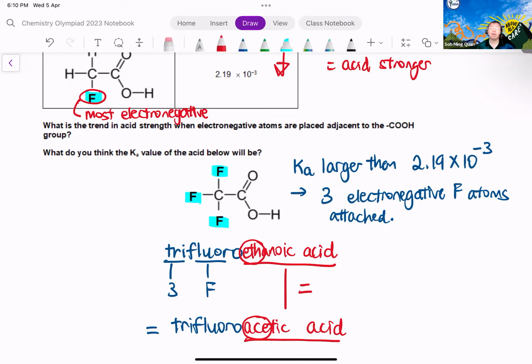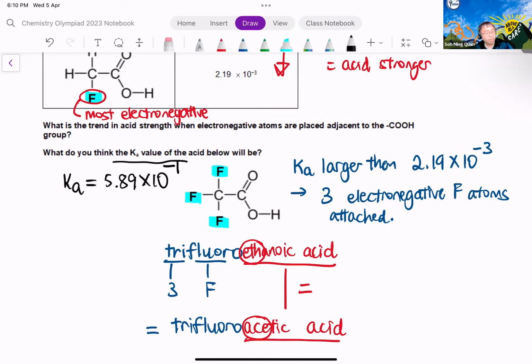All right. Now, the actual Ka value I will also give you. The actual Ka value for this acid is 5.89 times 10 to the power of -1, you know. So it's definitely much bigger. All right. Definitely much bigger than 2.19 times 10 to the power of -3.